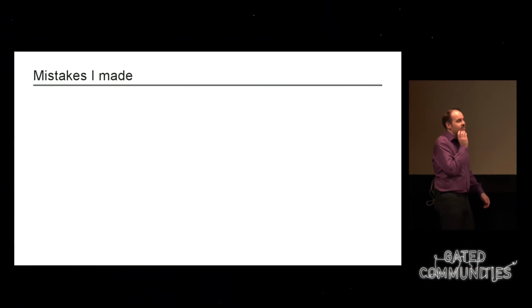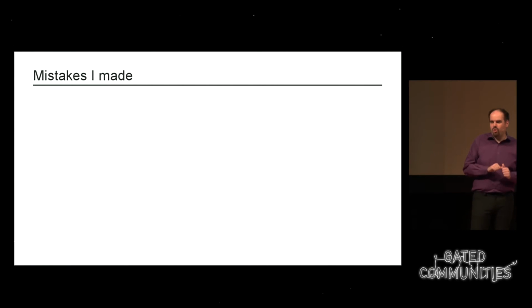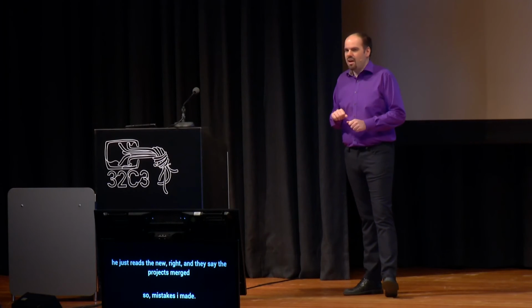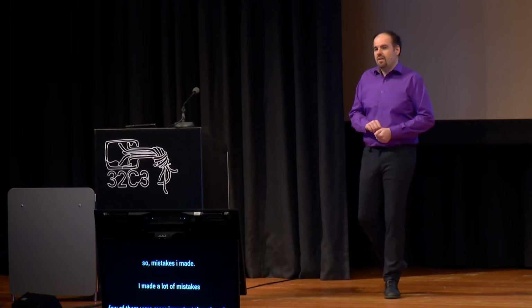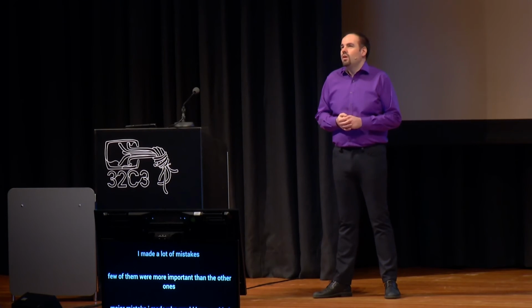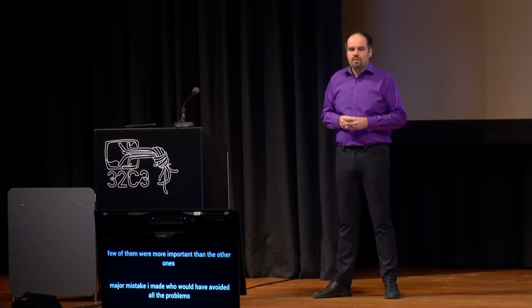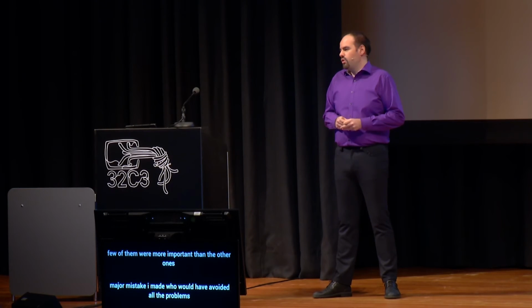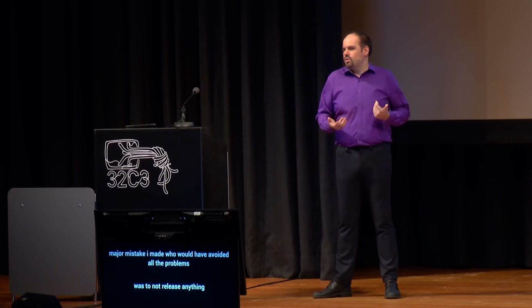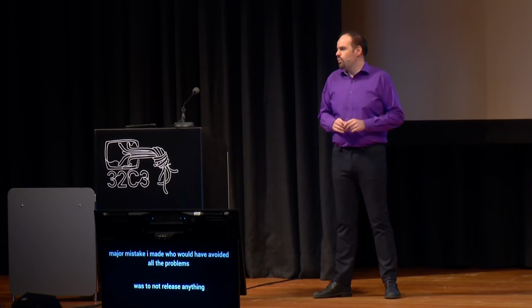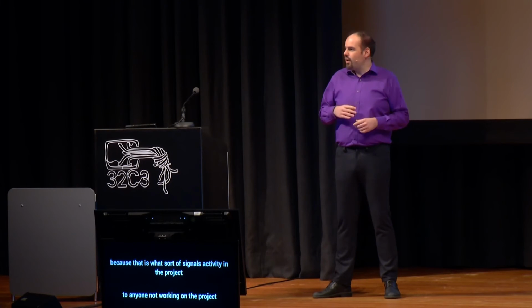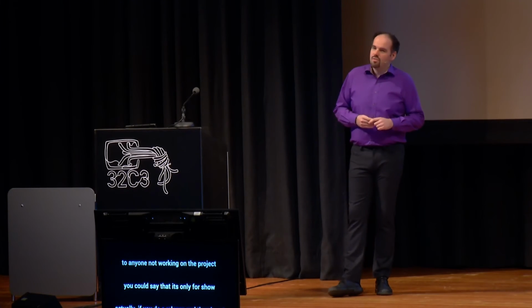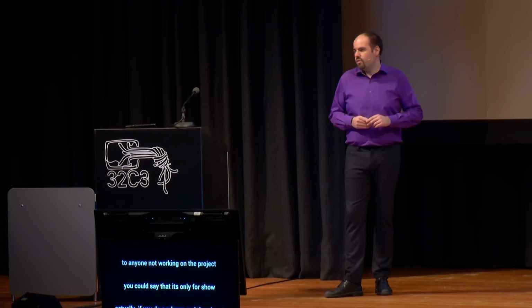So, mistakes that I made, a lot of mistakes. A few of them were more important than the other ones. The major mistake I made, which would have avoided all these problems, was to not release anything, because that is what signals activity in the project to anyone who's not working on the project. You could say that it's only for show, and actually if you do a release and there's nothing much that has changed, then that's perfectly fine, as long as you send out a heartbeat and make sure that people know that the project is still moving forward, even if there's nothing really happening.